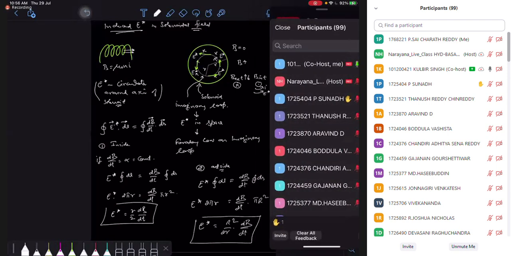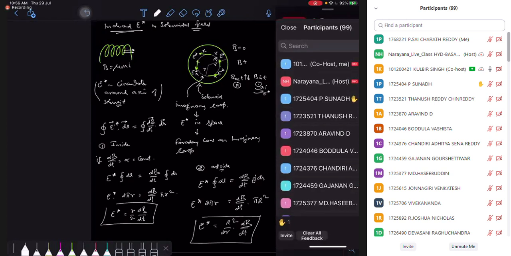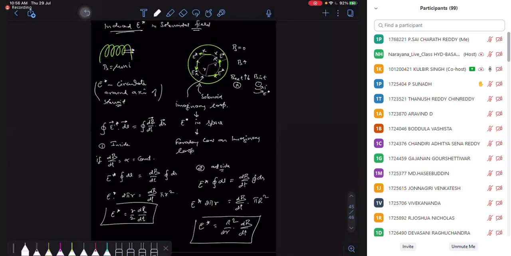A lot of twists are there in this derivation. It is not a perfect derivation. The first twist here is that this is not a general formula, it is only for a solenoid, and in that solenoid, electric field lines are circular around the axis of the solenoid. That is the first assumption we have taken.